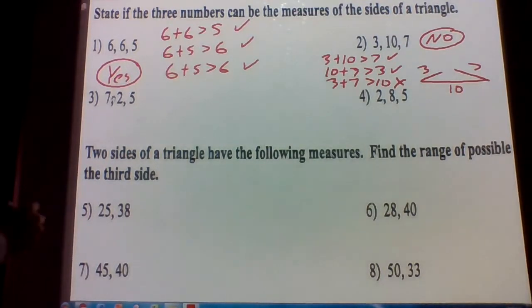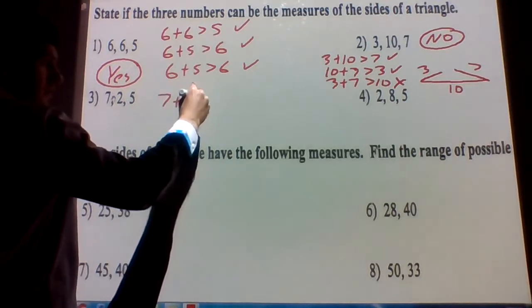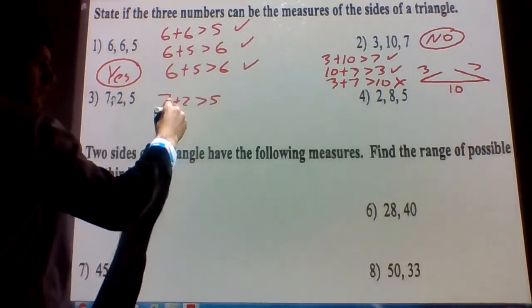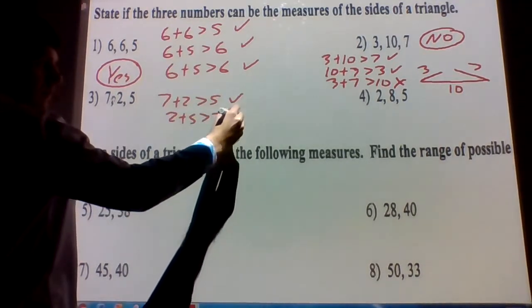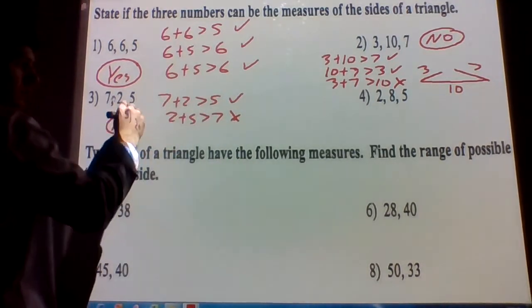Okay. 7 plus 2 is greater than 5. Yep, 9 is greater than 5. Then we have 2 plus 5 is greater than 7. That one's a no. Right? And since that's no, we can say no. We can't make a triangle here.